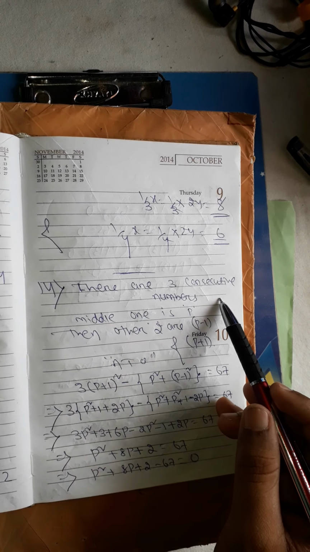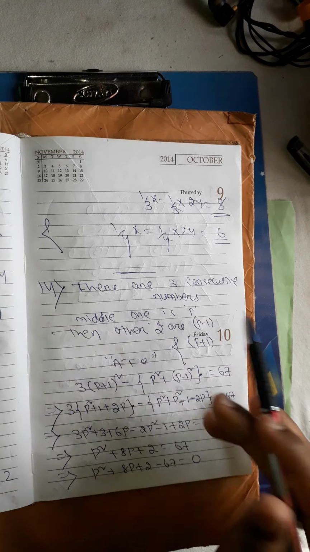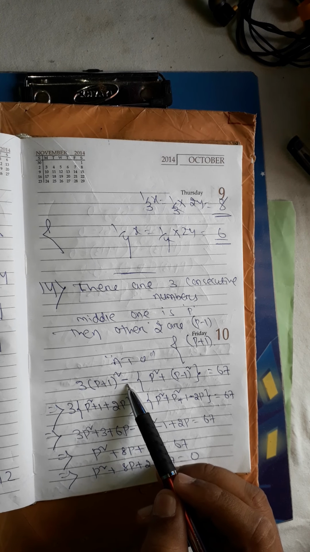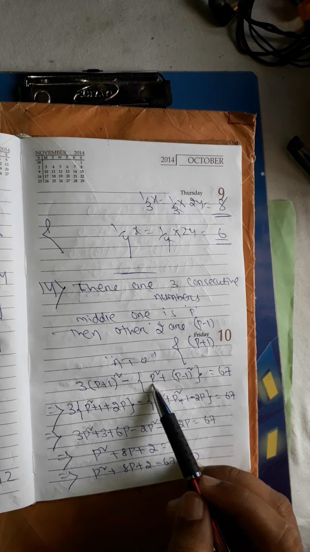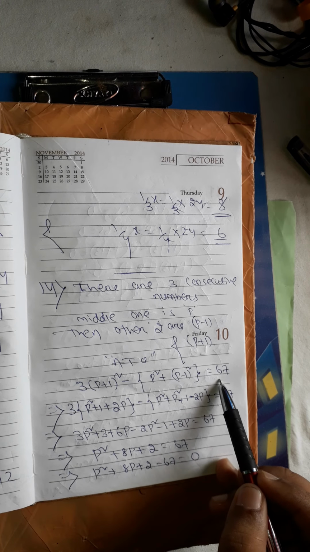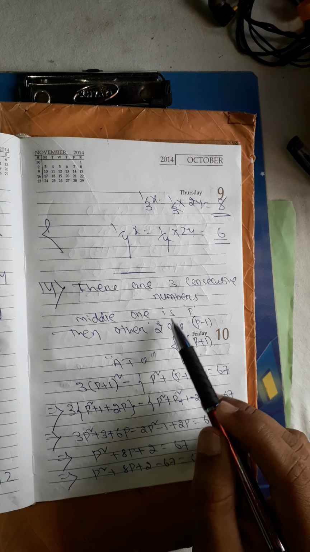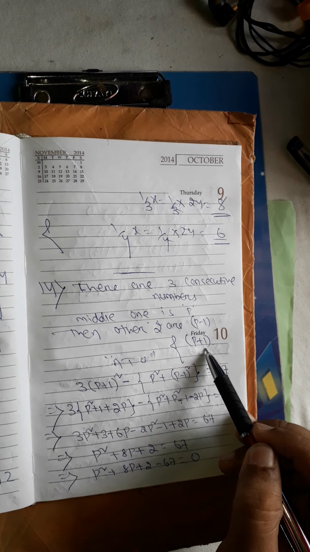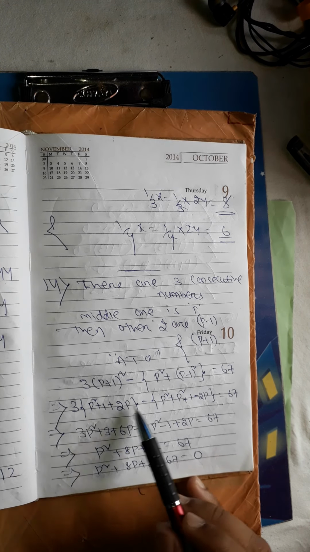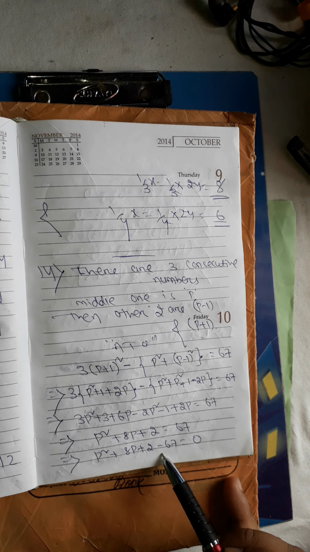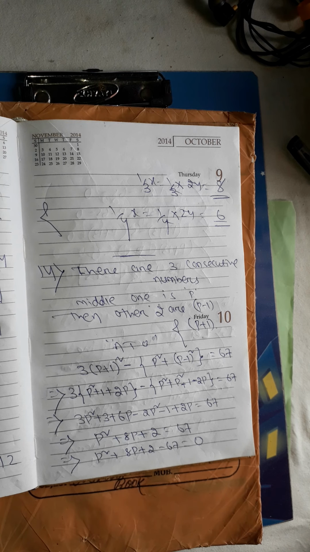Number 14 says there are three consecutive integers whose 3 times the square of the largest is greater than the sum of the squares of the other two by 67. That means if the middle is p, then the one before is p minus 1, and the one after is p plus 1, the consecutive numbers. Then you have to simplify, as I have simplified, and I am sending you a photocopy of this. Please follow it, you will get it.